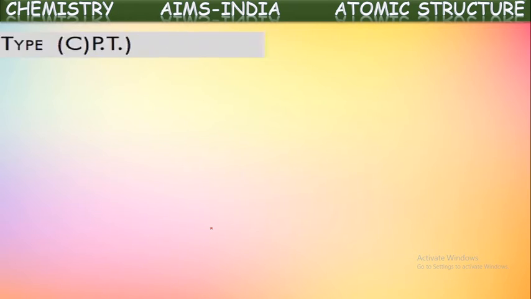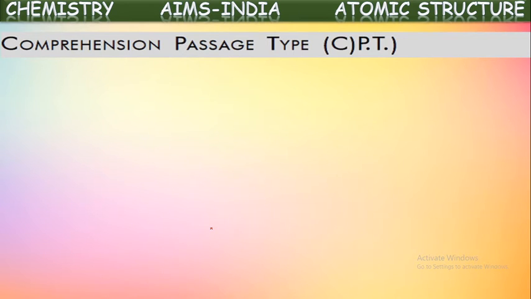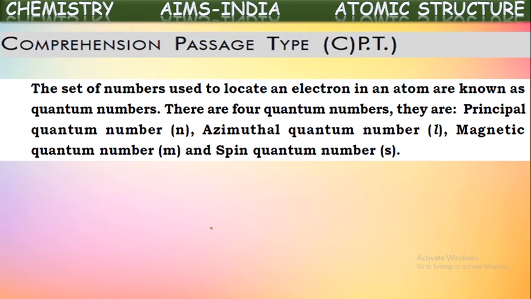Then next question, comprehension paragraph type questions. Let us see first the paragraph. The set of quantum numbers used to locate an electron in an atom are known as quantum numbers. There are 4 quantum numbers. They are principal quantum number, azimuthal quantum number, magnetic quantum number, and spin quantum number. Now let us see questions based upon this.